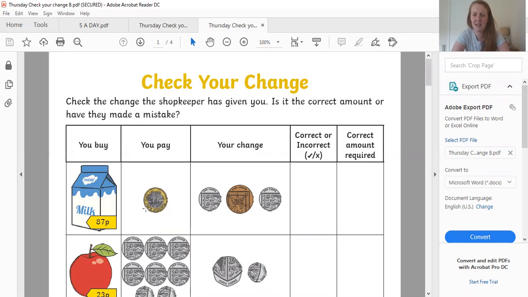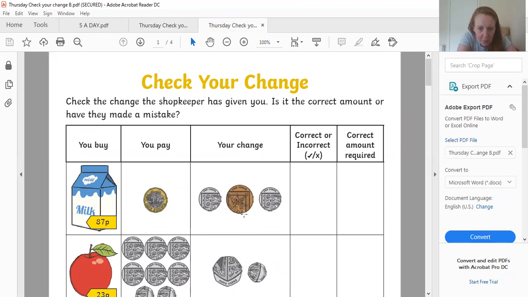So if I was at 87 and I jumped to the next 10, that would be 90. And I've got 87, 88, 89, 90. That's 3p. And then from 90 to 100p, to £1, is only 10. So that's 10 and 3, that makes 13p. So I should have got 13 pence change.